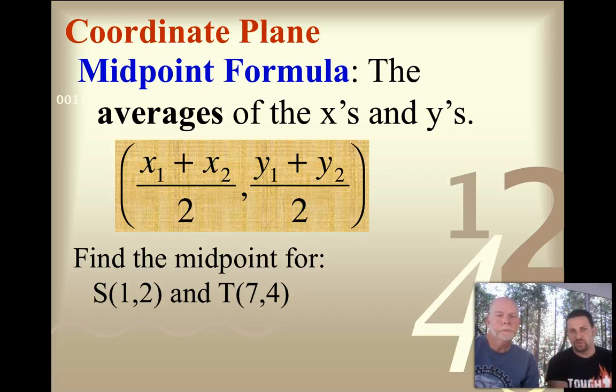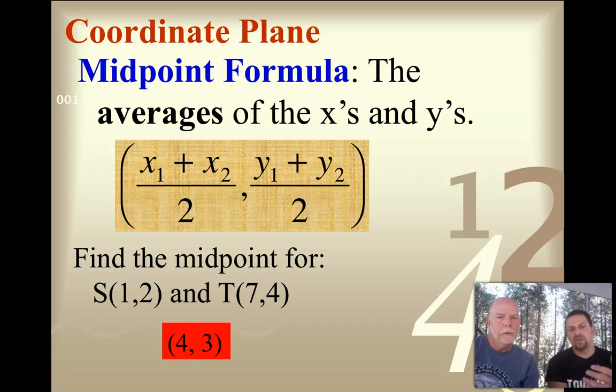So basically, guys, it's just a matter of finding the averages. We know that the X value of S is 1 and the X value of T is 7. So I just go 7 plus 1 is 8, divide that by 2, and I know that my middle X is 4. Then I do the same thing for the Y's. S's Y is 2, T's Y is 4, so 2 plus 4 is 6. 6 divided by 2 is 3, and you'll see it laid out right here. And so there's my middle of 4, 3.